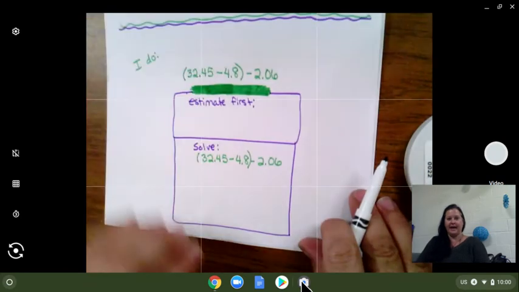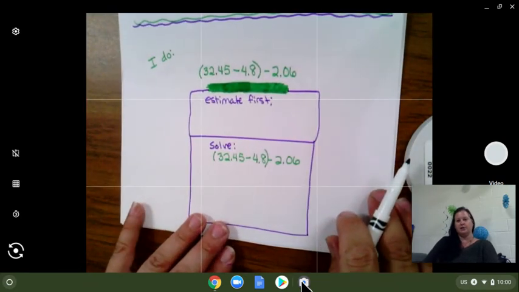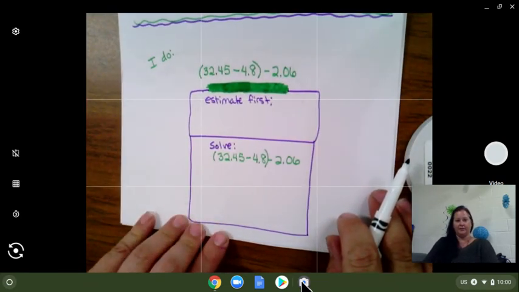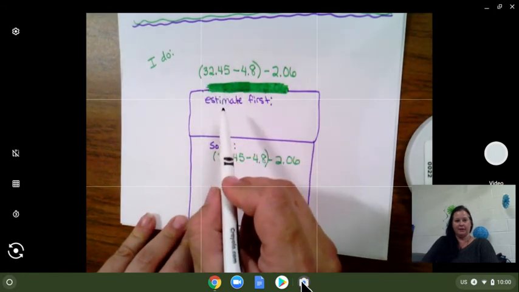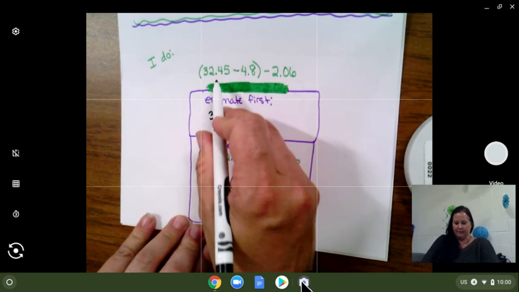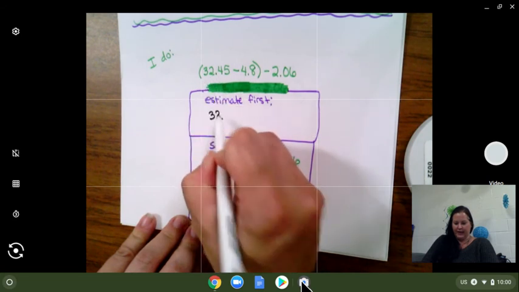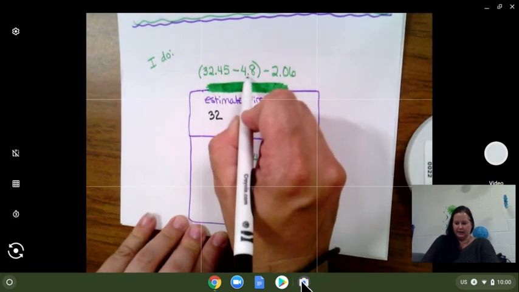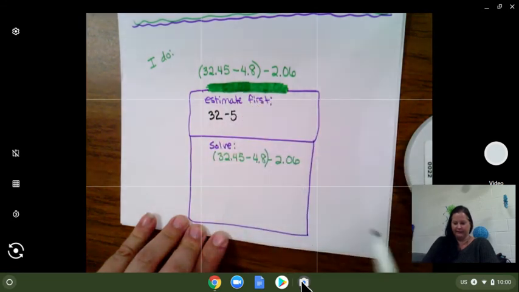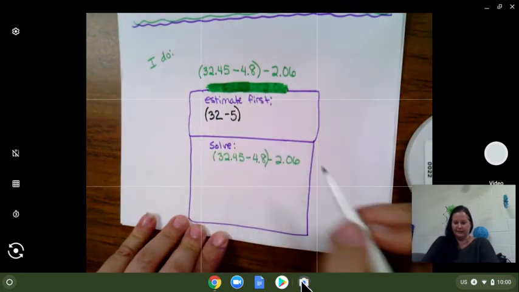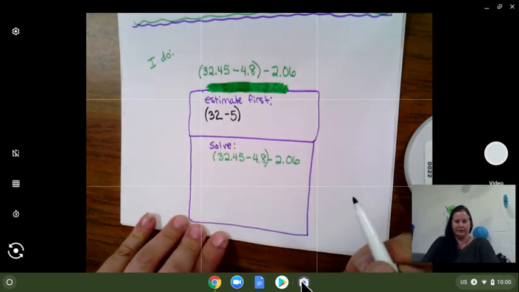Okay, this is my I do. This one you just watch. So sit back and watch what we're going to do here. So I'm going to round these numbers to the nearest whole number, and I see the 4 tells me to round that back to 32. This 8 tells me to round that one up to 5. And then the parentheses around that tell me that's the problem I'm going to do first.